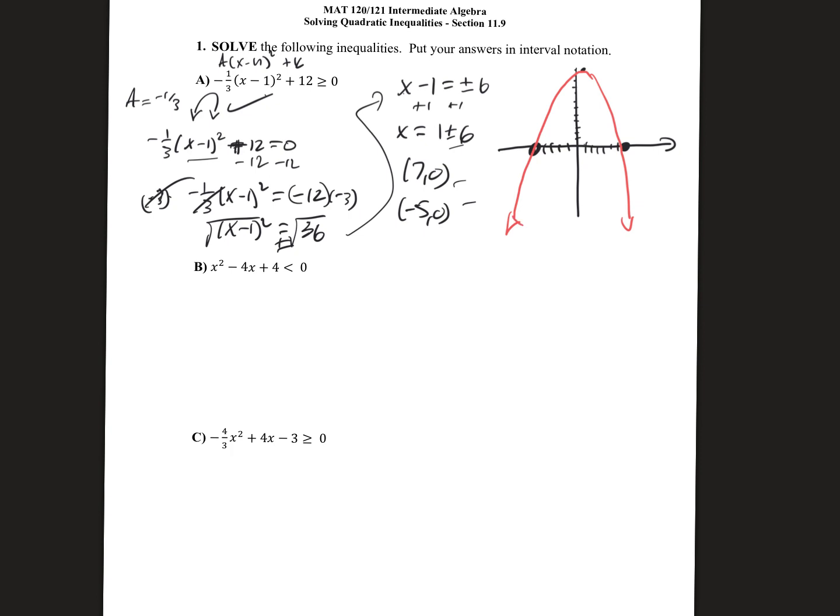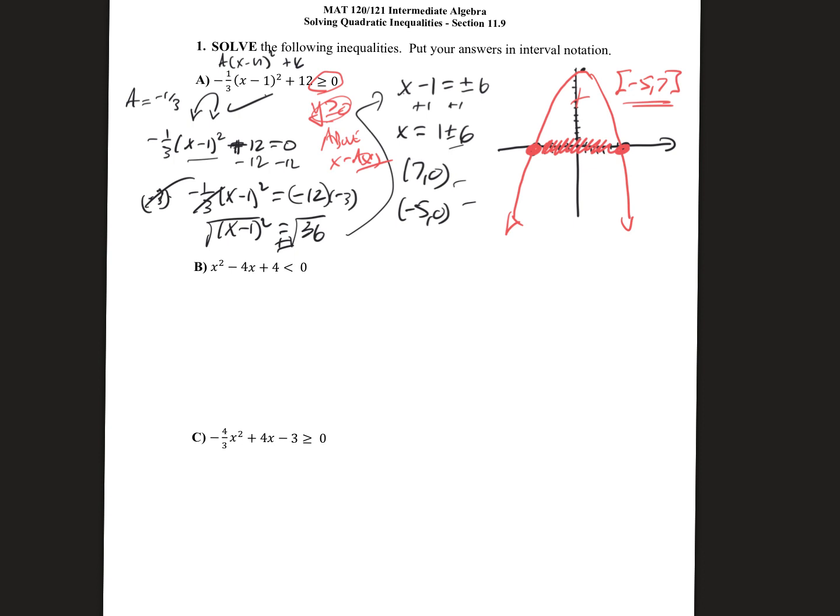All right, and so the inequality, we are greater than or equal to 0. So y is greater than or equal to 0. So we're basically above the x-axis. And we're also allowed to be equal to. So the intercepts, what we're equal to, are part of the solution, and I'm above the x-axis over here. So again, we're talking about everything in between. So our solution would be negative 5 to 7. And so that is how we would settle up letter A.